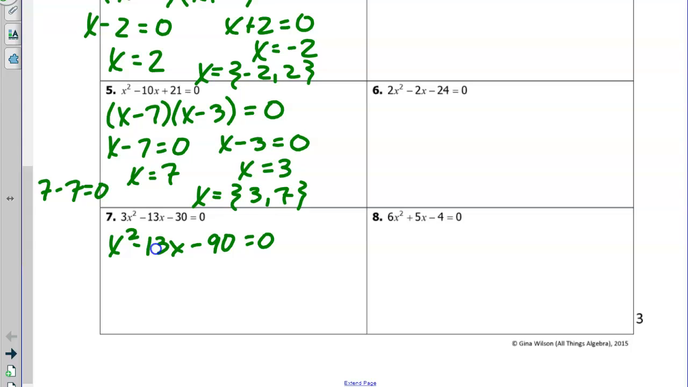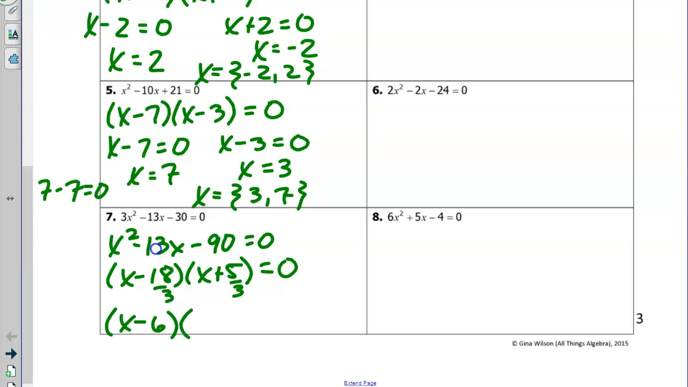Very good. We want positive 5 and negative 18. X minus 18, x plus 5. What's my next step? Yeah, we want to divide by 3. 18 divided by 3 gives us 6. Then we're going to slide this back since 5/3 is already reduced. 3x plus 5 is another binomial.